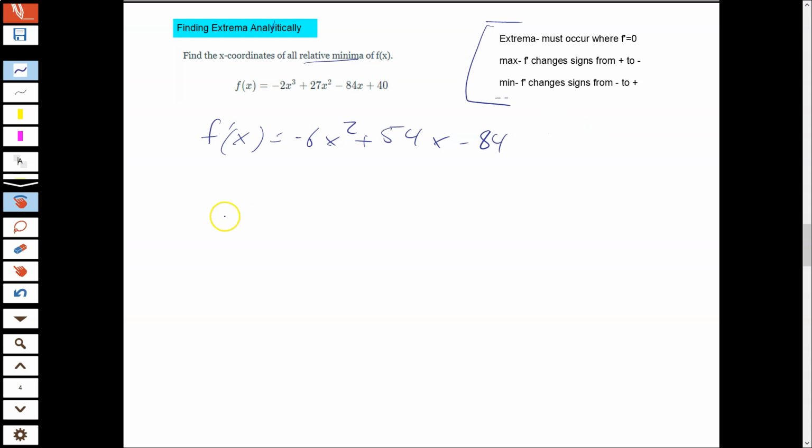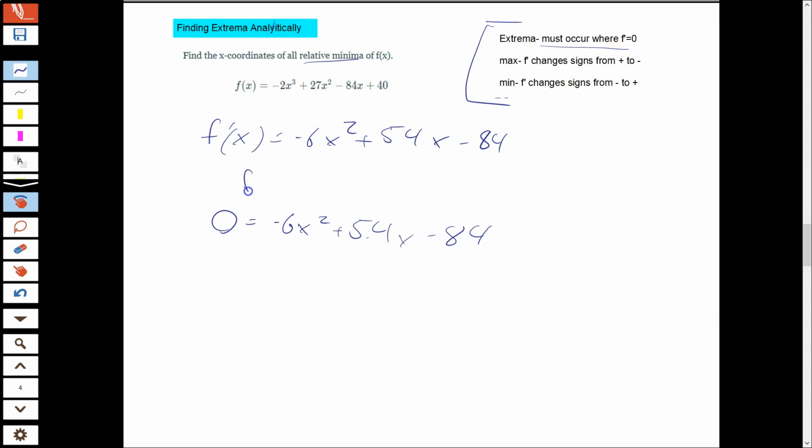Now, we want to find where the derivative is equal to 0. So I'm going to set this derivative equal to 0. Okay? So I've plugged in 0 for f prime because we know that these minimums must occur where f prime is equal to 0.